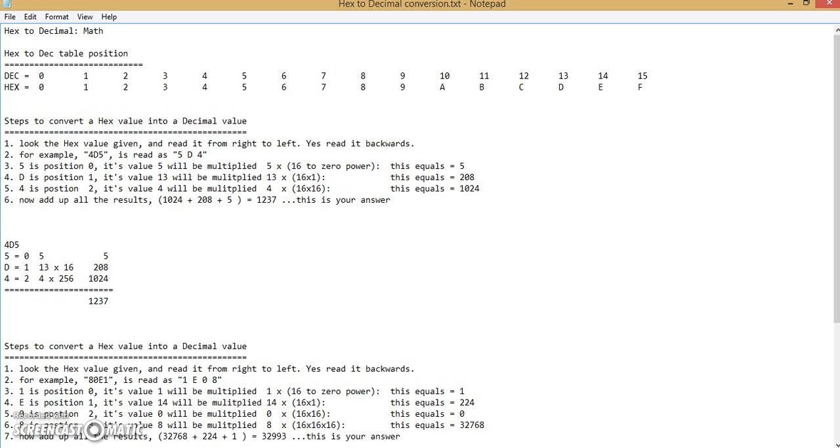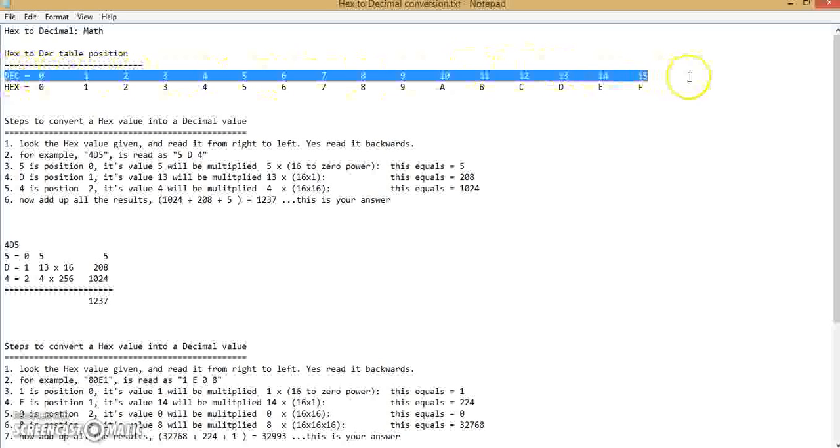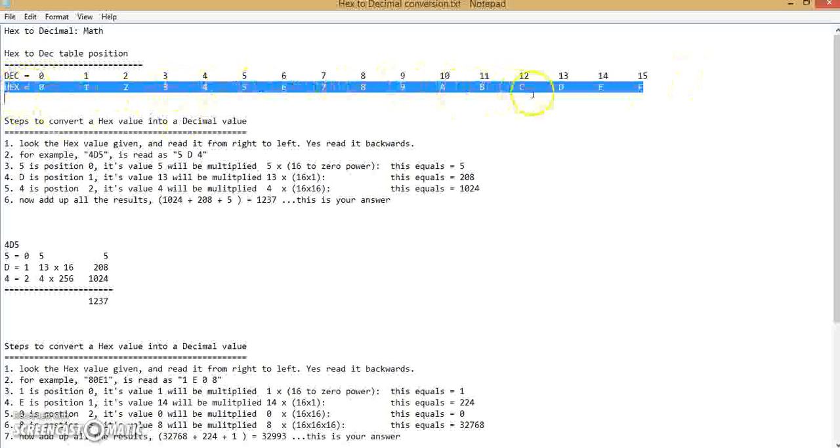Okay, let's get started. The first thing you want to do is set up a hex to dec position table. Here, on the first row, I've set up my dec table. It goes from 0 to 15. Second row, I've got my hex table set up. That's from 0 to 9 and then A through F as values.